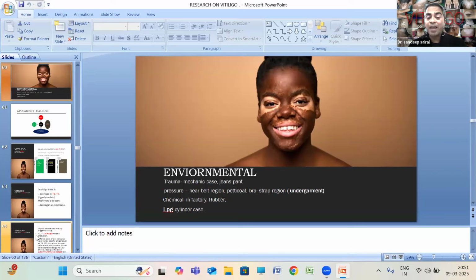The last case was the LPG cylinder case. A patient said he used to supply LPG cylinders for kitchen purposes. He confessed that he used to steal 2 kg per cylinder. What happened then? When he steals, the air or gas hit his hands and fingers and he developed vitiligo on his hands and fingers. I will talk about this LPG cylinder case later on. Okay. Till now, you can understand that a chemical reacted and that's why the vitiligo happened. This is the environmental factor, like trauma, pressure, chemicals, or gas, anything.